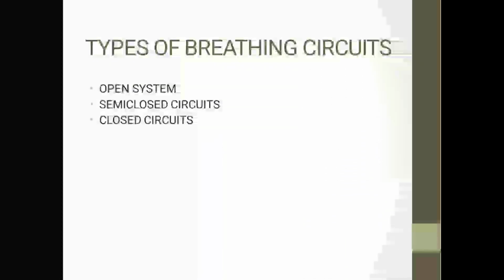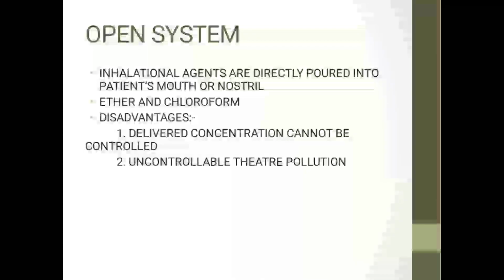There are basically three types of breathing circuits, which include open system, semi-closed circuits, and closed circuits. We have another type called semi-open system, which slightly differs from the open system. So first we are going to see about the open system. In the open system, the inhalational agents are directly poured into the patient's mouth or nostril.